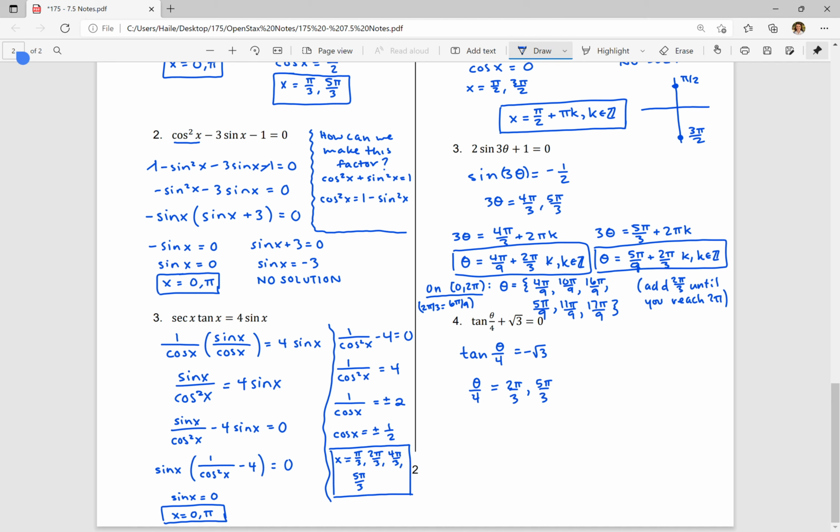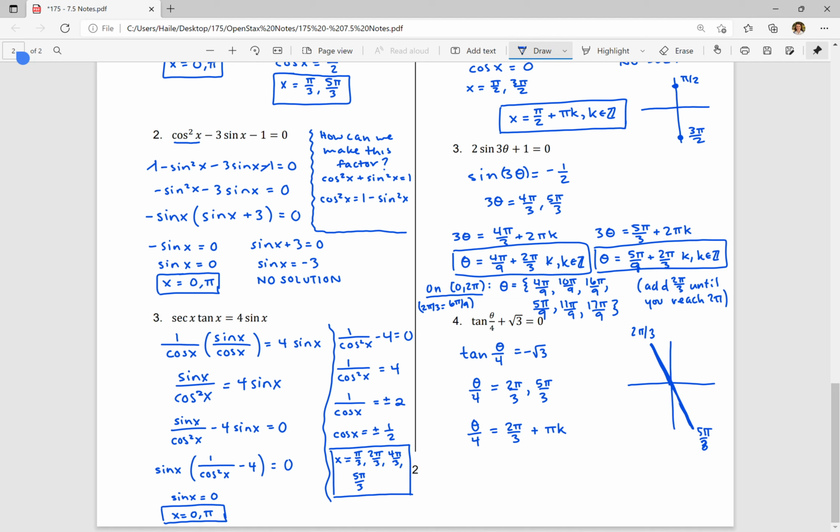So let's think about really quickly where those are. 2 pi over 3 is up here. 5 pi over 3 is down here. They lie on that same line going through the origin. So when we write out the general solution, we can do just one general solution that takes both of these into account. We can say theta over 4 is equal to 2 pi over 3 plus pi k, and we'll leave out that k is an integer just for now while we have one step left to do.